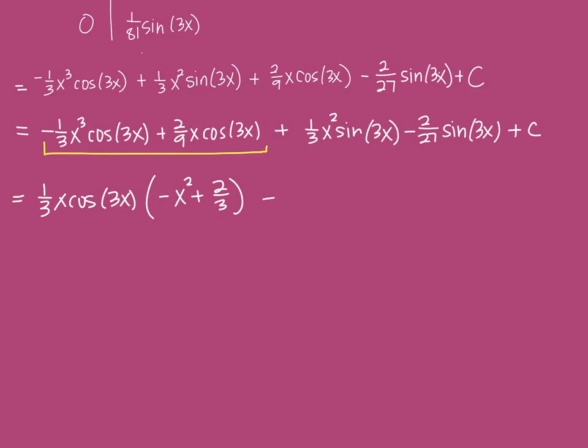And then for the last part, you could take out a sine 3x and again a common factor of a third. So 1/3 sine 3x. That would leave you with x squared minus 2/9. And then plus c. So it's pretty common when you have a trig, even though the trig isn't common the whole way through, you can partially factor terms that do have it in common.